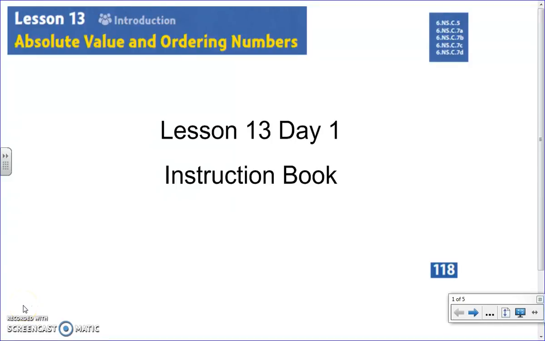This is Mr. Gillum, and today we're going to start learning about absolute value and ordering numbers. It's on page 118 of your instruction book.